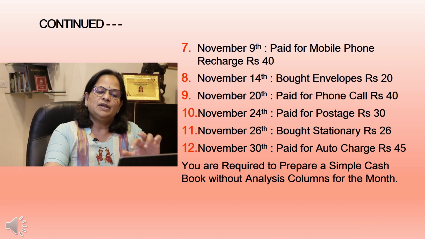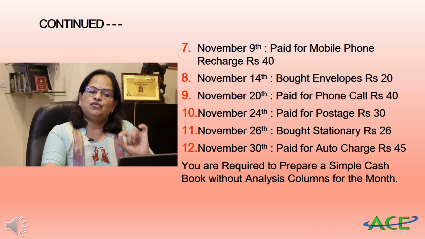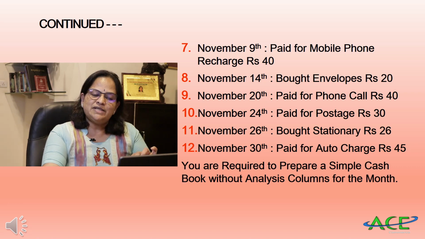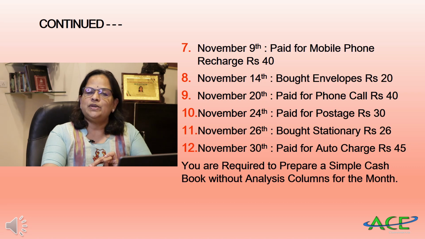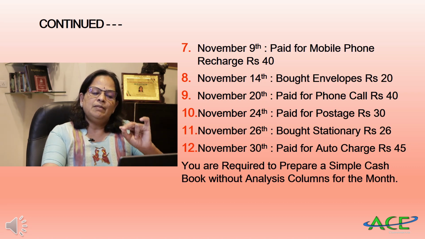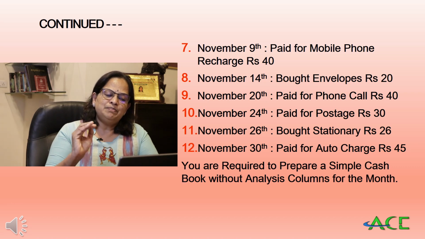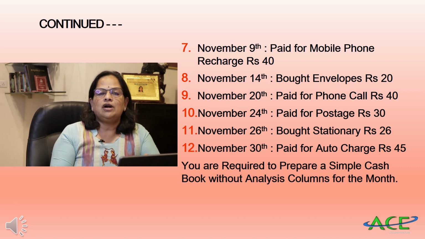November 14th, bought envelopes rupees 20. November 20th, paid for phone call rupees 40. November 24th, paid for postage rupees 30. November 26th, bought stationery rupees 26. November 30th, paid for auto charge rupees 45. You are required to prepare a simple cash book without analysis columns for the month.